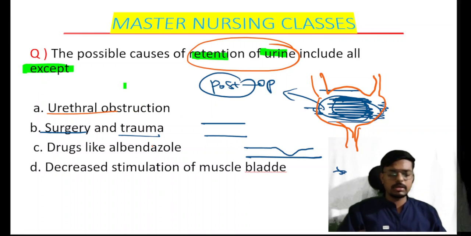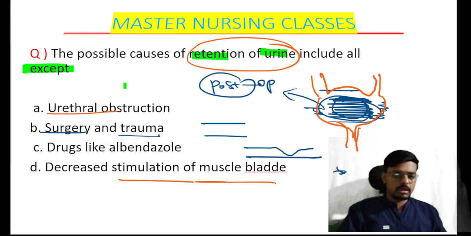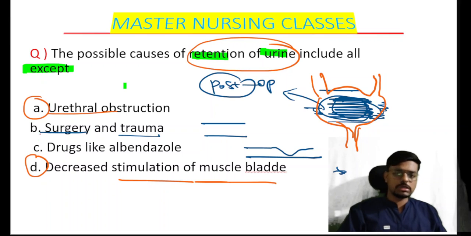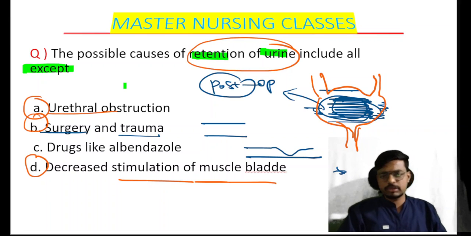Then drugs like albendazole, there is no relation between albendazole and urinary retention, students. There may be decreased stimulation to the bladder muscle in case of spinal cord injury. If the injury is in the lower part of the spinal cord, it may damage the nerve supply to our bladder. That time there is no stimulation to the bladder to urinate, which may lead to retention of urine. So that is also very important. Because of spinal cord injury, decreased stimulation to the bladder may lead to urinary retention. Urethral obstruction also leads to urinary retention. And surgery and trauma also lead to urinary retention.